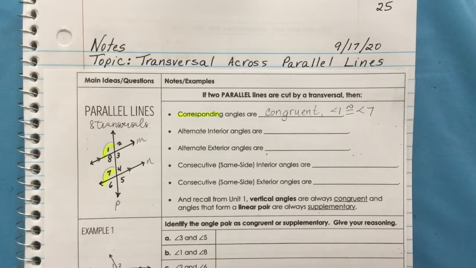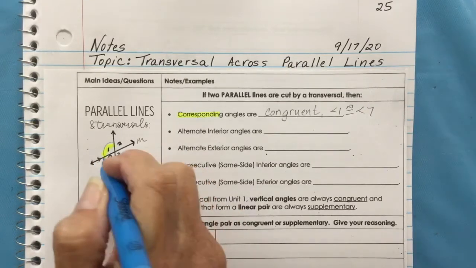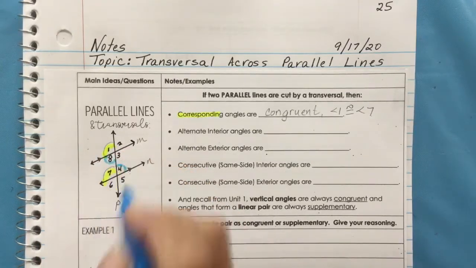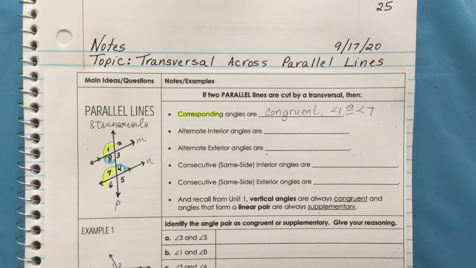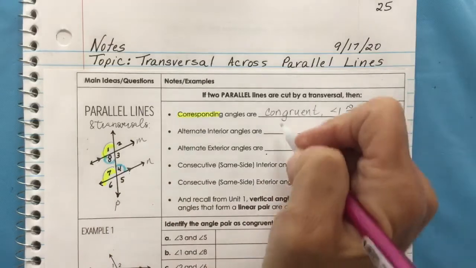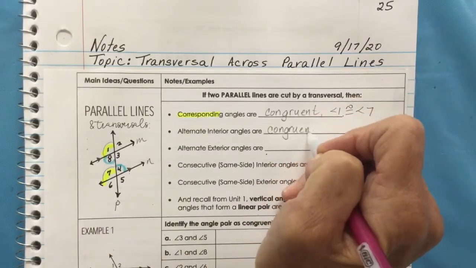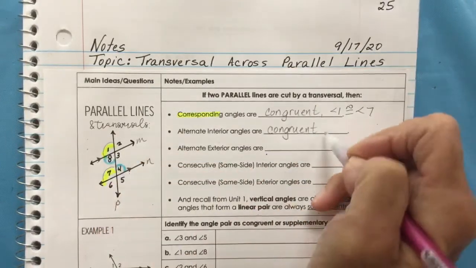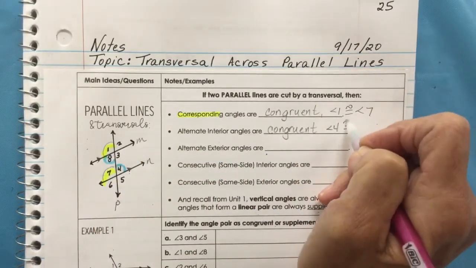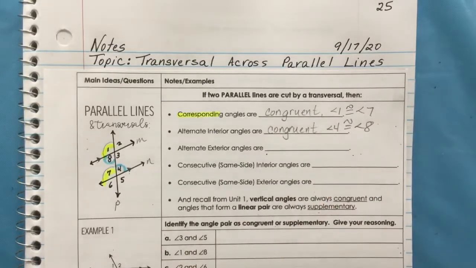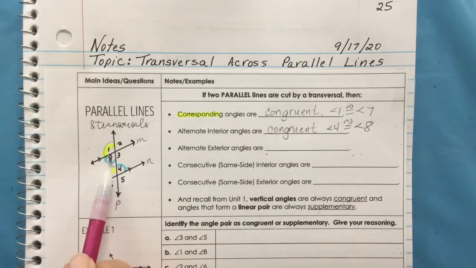Next, let's look at alternate interior angles. Alternate, remember, means on opposite sides of the transversal. And interior is between the two lines. So angle 8 and angle 4 are an example of alternate interior angles. And those are also congruent. So that would mean that angle 4 is congruent to angle 8. So if this one was 70 degrees, this one would be 70 degrees as well.